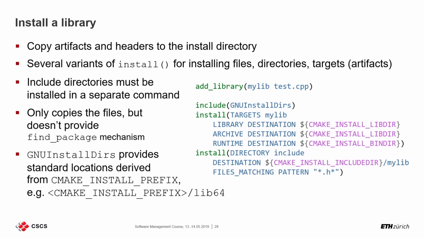And then you also need to install the public headers of your library by copying the headers also to some path. And here I'm using a helper, which is GNUInstallDirs, which derives from the CMAKE_INSTALL_PREFIX some standard paths. For example, CMAKE_INSTALL_LIBDIR will be the prefix /lib64 on a 64-bit system, and the include dir will be CMAKE_INSTALL_PREFIX/include, and this can change on different operating systems. What's the default here?